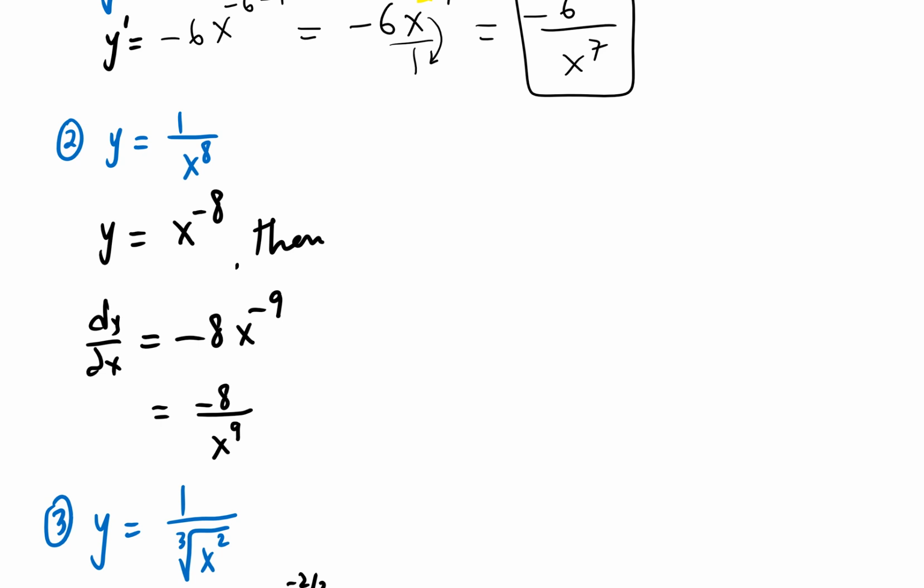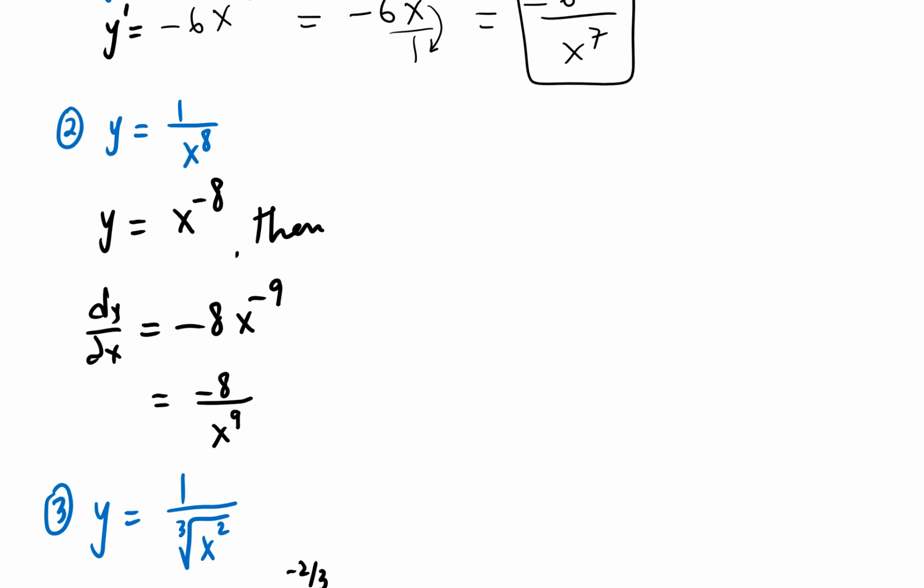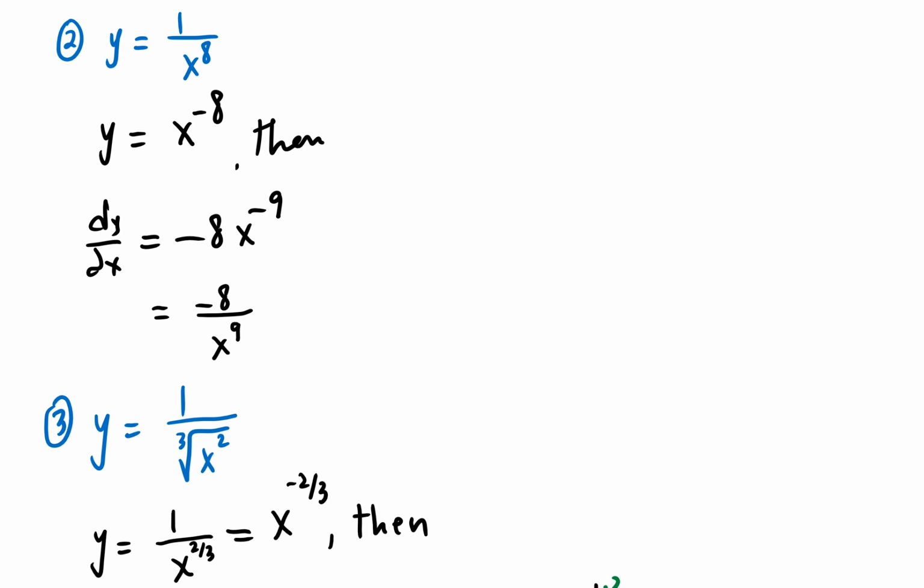Then another example, more tricky: 1 over the cubic root of x squared. Again, we need to do some rewriting first before we actually start finding the derivative. And how do we rewrite this? The denominator part you can write as x to the 2/3, based on the property of exponent that I showed earlier. Then you bring it up: x to the negative 2/3.